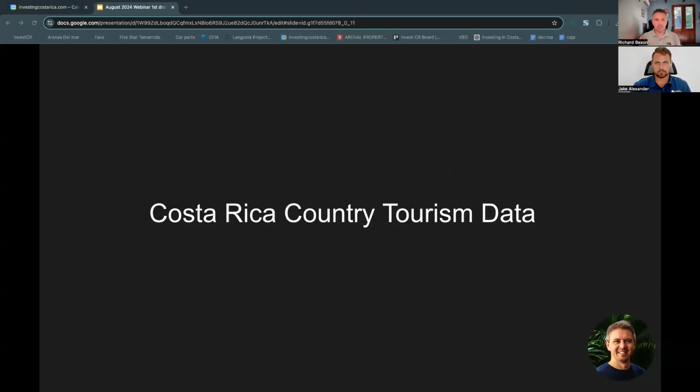Now getting into Costa Rica's country tourism data. I always like to look at this as it gives us a bit of a macro view of what's happening here. We're going to look at tourism data over the past couple of years. I'm focusing on arrivals and also airports, guys, meaning San Jose and Liberia. And we also touch a little bit on the private charters as well, which is starting to see a bit of movement here in Costa Rica.